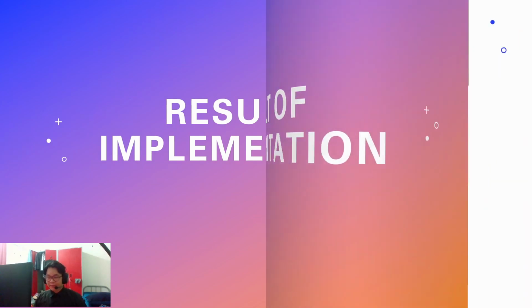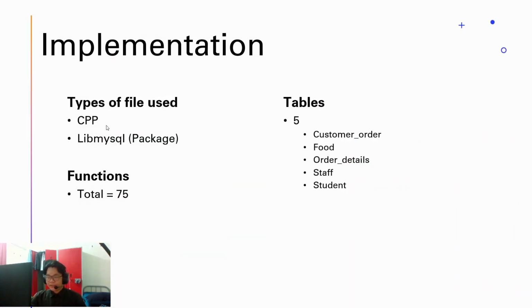So the results of the implementation is I have used the CPP file, which is .cpp, and from there I use libmysql as a package which connects the database to my code. In total, during the implementation, I have made 75 functions, and in my database I have 5 tables, which is customer order, food, staff, student, and order details. Order details is just the bridge between food and customer order, since one customer can order many food and one food can be in many customers' orders.